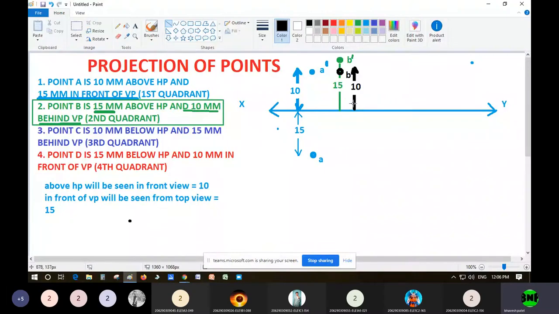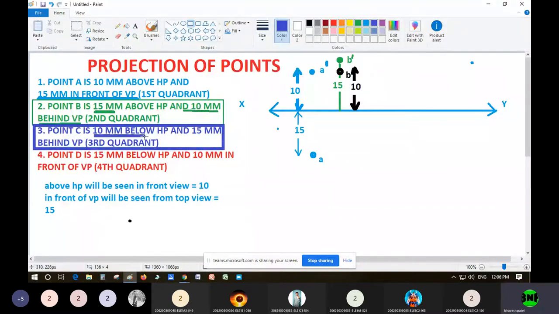Okay, so these two sums we have completed, my dear students. You can see in the second quadrant, both the points B dash and B are coming on the top. Now, let us observe the third point. Point C is 10 mm below HP. You can see, my dear students, point C is 10 mm below HP and 15 mm behind VP. So first of all, let us solve 10 mm below HP.